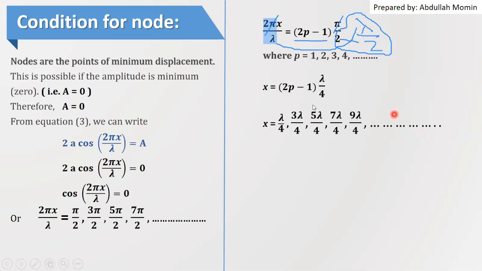So what we are getting here is the position. What is x? X is nothing but the position, and we are calculating it for the node. So these are the points at which we are getting nodes. In order to understand that, let us see one diagram.